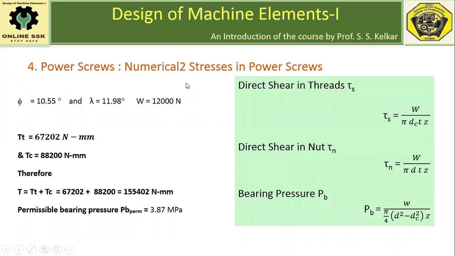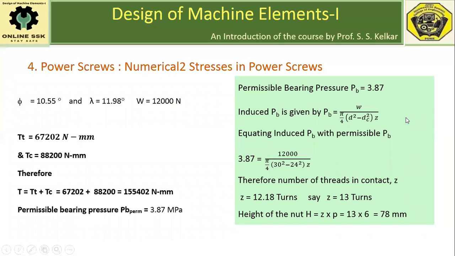Now they are asking us to find out the stresses developed inside the body as well as threads of the screw. So for calculating stresses developed inside the threads of the screw, threads of the nut and bearing pressure, we need to use these formulae. Here I have just carry forwarded the things.